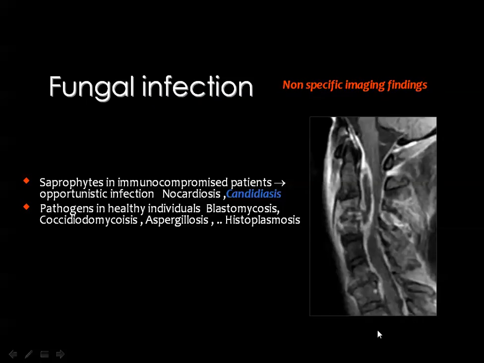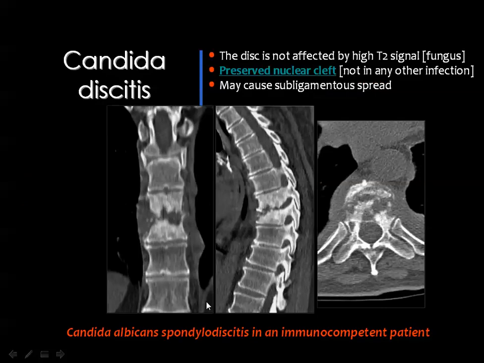An infection by the fungus will lead to non-specific imaging findings which cannot be differentiated from those of biogenic or tuberculous osteomyelitis. You have involvement of the disc as well as the vertebral bodies, together with prevertebral inflammatory granulation tissue as well as intraspinal extension in the form of epidural or subdural abscesses.